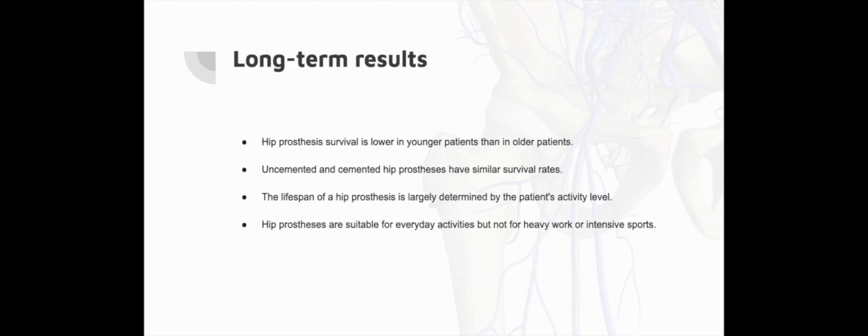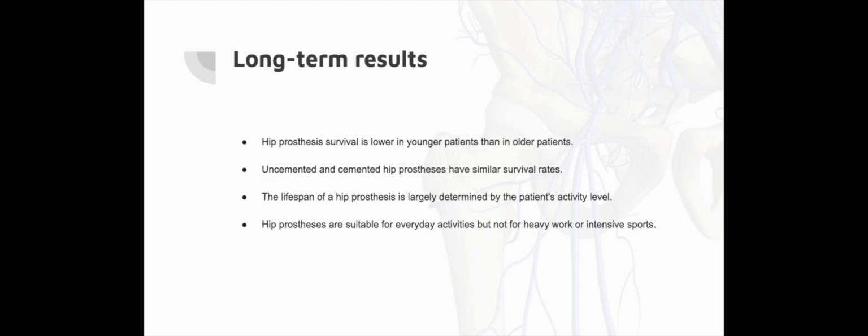Long-term results. Modern types of hip prosthesis have proven to be very successful. In patients older than 65 years, the survival of cemented prosthesis after 10 years is approximately 95%. Survival is less favorable in younger patients. After 10 years, 70 to 80% of the prostheses are still in situ.